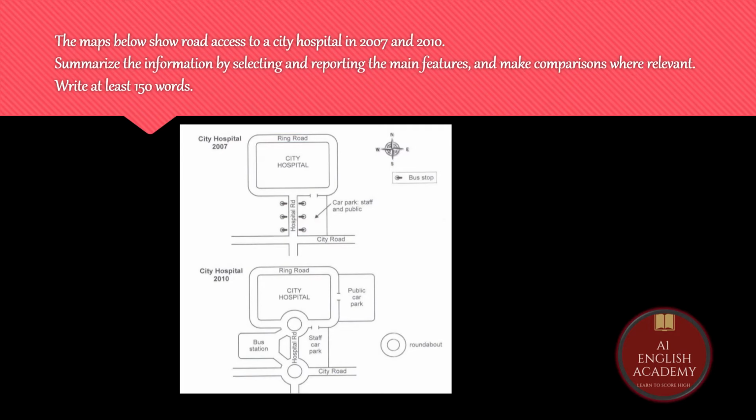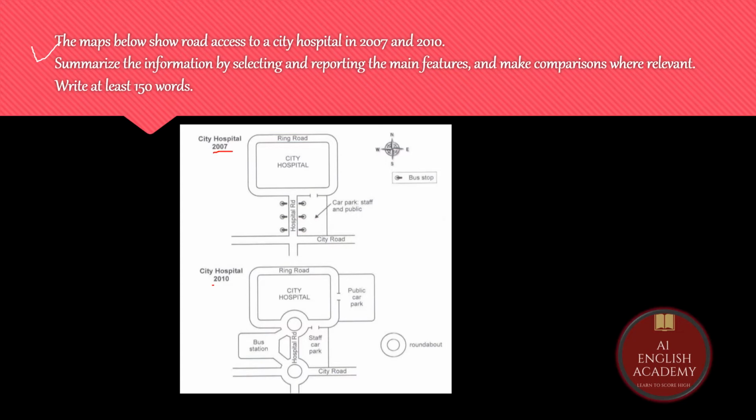Okay, this is the example which has been taken in this video to explain the map description. Read the statement. The maps below show road access to a city hospital in 2007 and 2010. Summarize the information by selecting and reporting the main features and make comparisons where relevant. Write at least 150 words and keep in mind you have 20 minutes to do this. Let's have a look at this map.